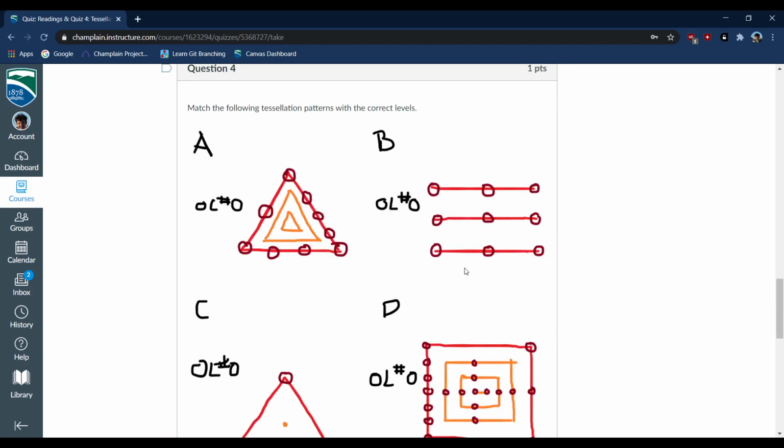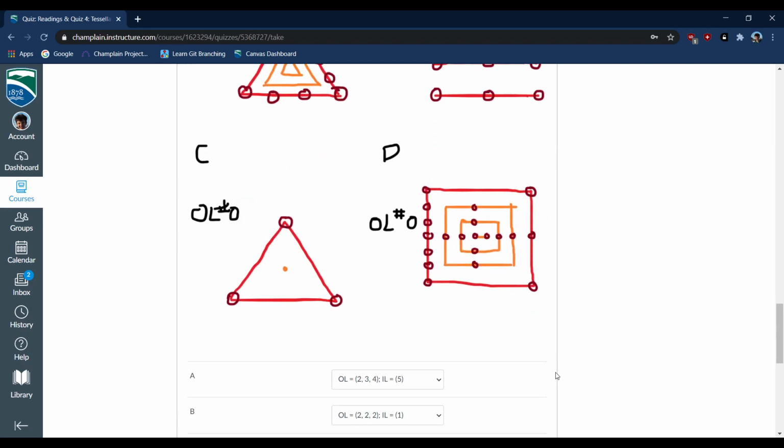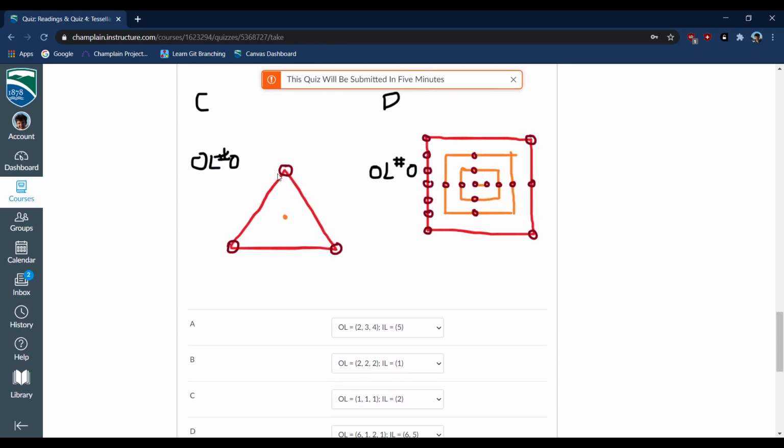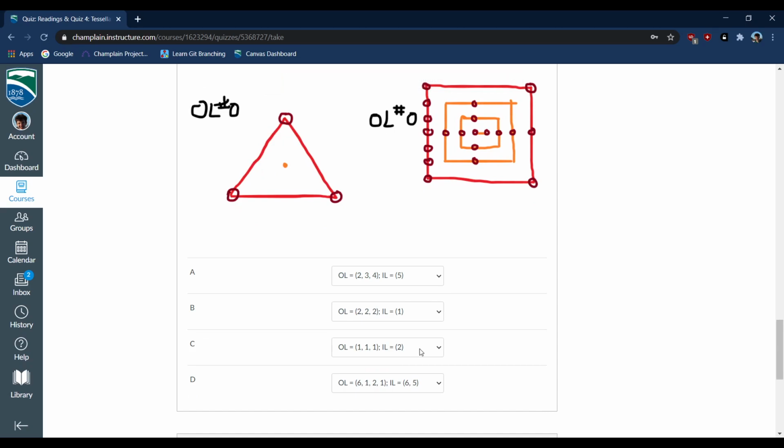B is 1 2 3, 1 2 3, 1 2 3, 2 2 2. There's only one 2 2 2, so it's got to be that one. This one is 1 1 1, and there's only one 1 1 1, so it's got to be that one.